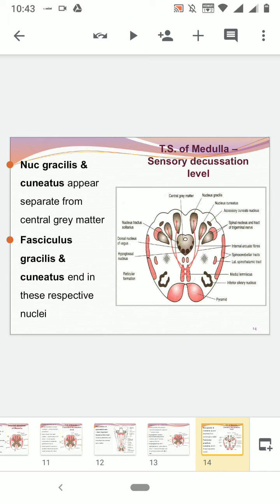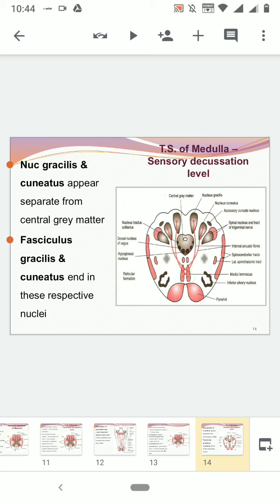Now as we go a little higher, we have the sensory decussation. We have already seen the nucleus gracilis and nucleus cuneatus. Now you can see here, as we go a little higher, it is not like the spinal cord anymore. The central gray matter is getting more and more detached and dissociated from each other to form separate nuclei. On the ventral aspect, we can see the two orange colored pyramids. Okay, so the pyramids have not yet crossed because they will cross lower down.